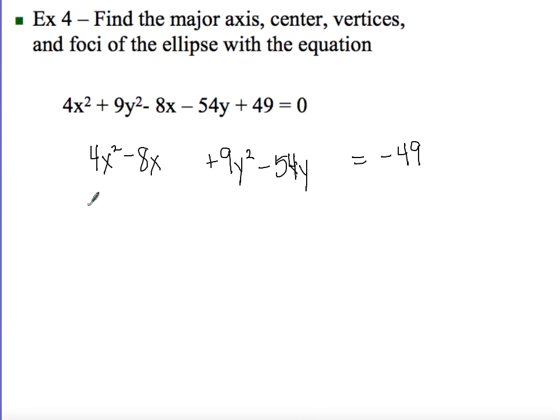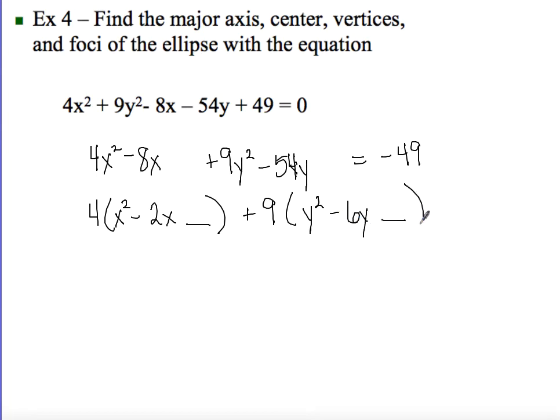Remember that we were wanting the leading coefficient to be a 1, and that means out of the x's, we're going to have to factor out a 4. Out of the y's, we're going to have to factor out a 9. So I'm going to take out that 4. That gives me x squared minus 2x. Remember, I'm going to leave a little space because I know I need to add something in my completing of the square. I'm going to factor out a 9 as well, a y squared minus a 6y. Again, leave a little space because I know I'm going to need to add something there.